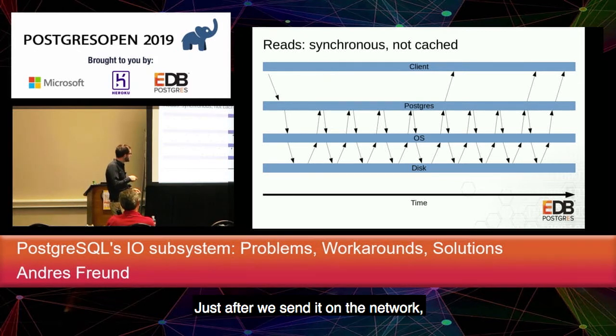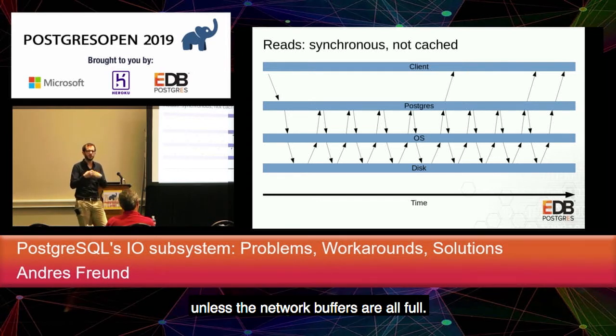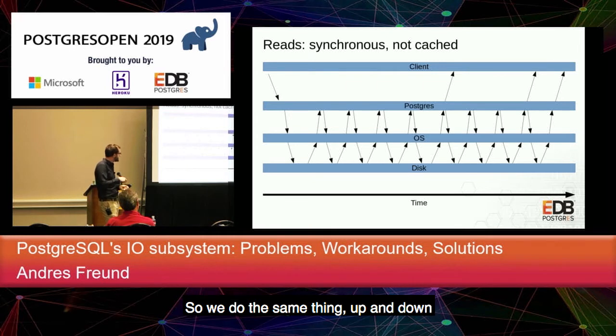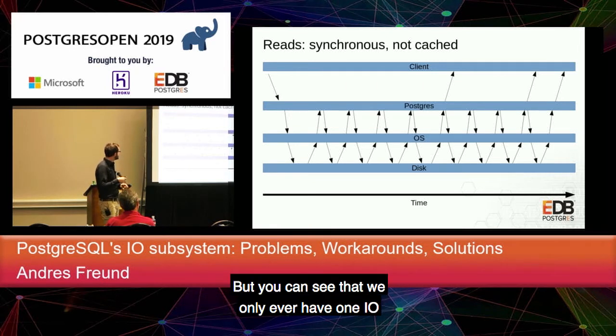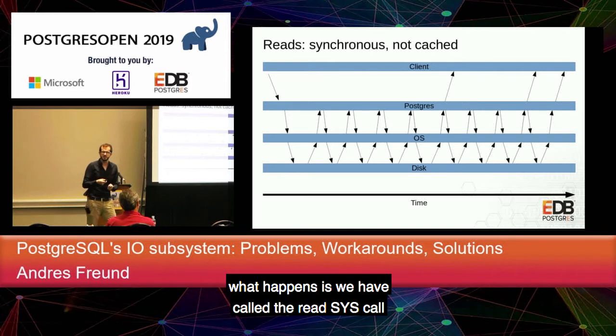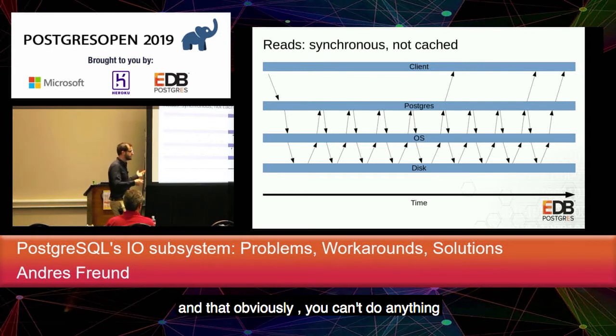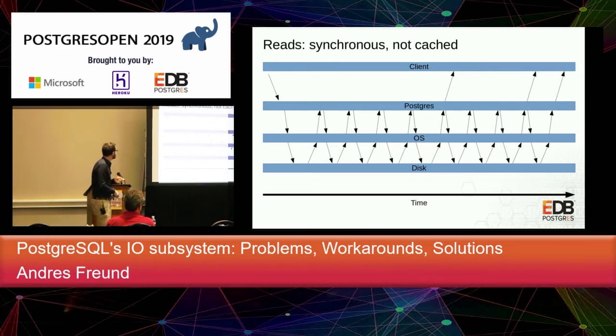Just after we send it on the network, we can continue computing the rest of the query, unless the network buffers are all full. So we do the same thing, go up and down and send results back, and at some point we're done. But you can see that we only ever have one I/O happening at a time, because between issuing the request and getting the results, we have called the read syscall, and the read syscall just waits till it gets the result back. And obviously, you can't do anything while that's happening.